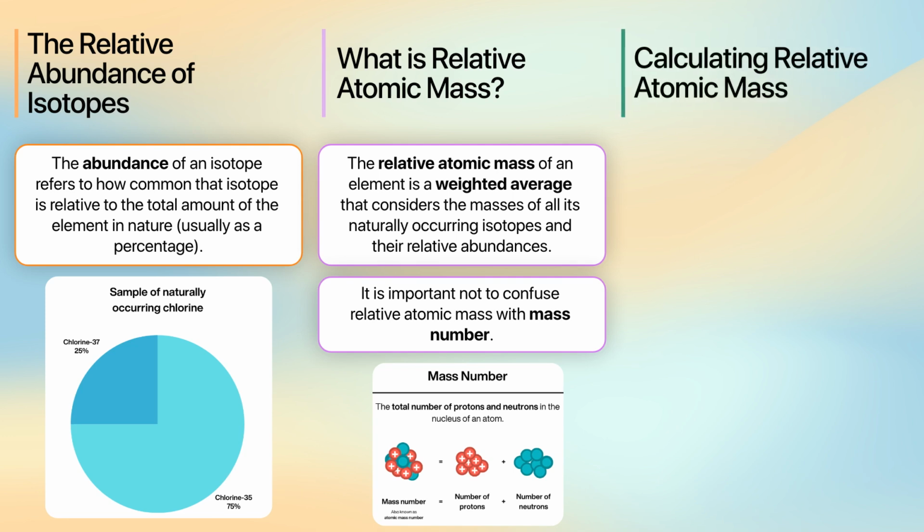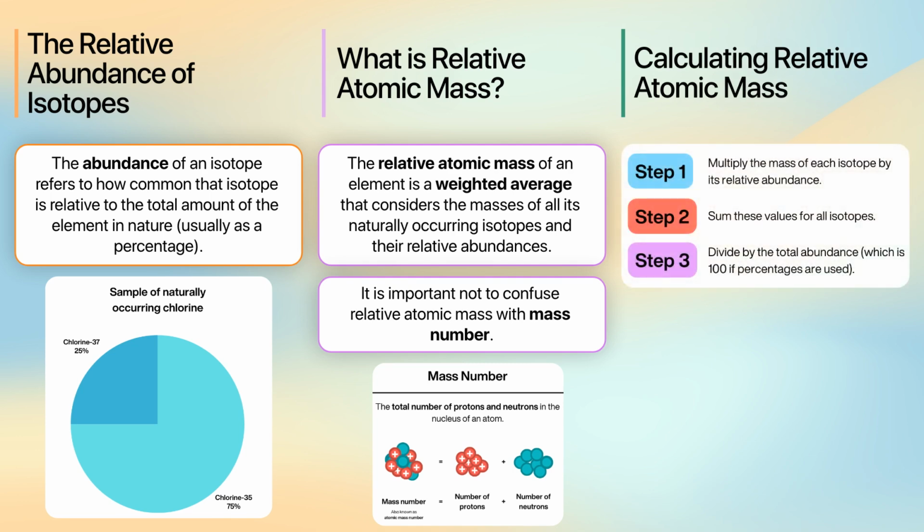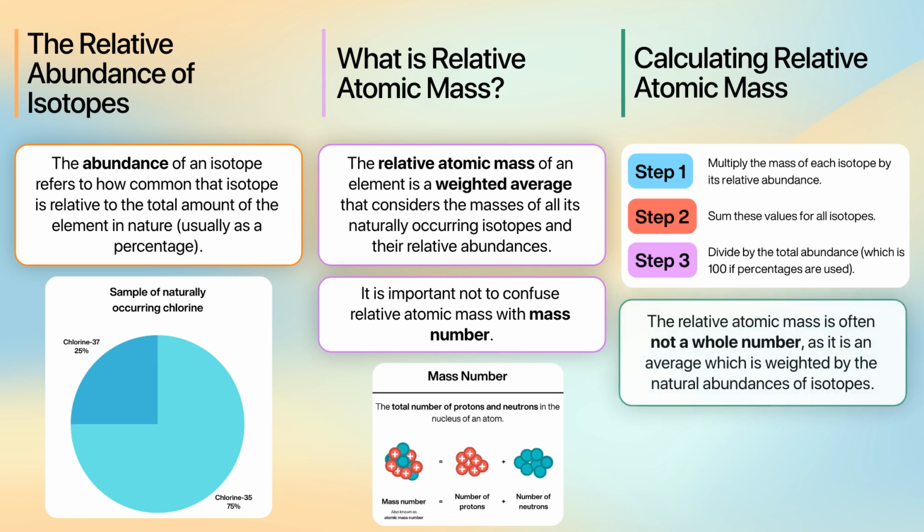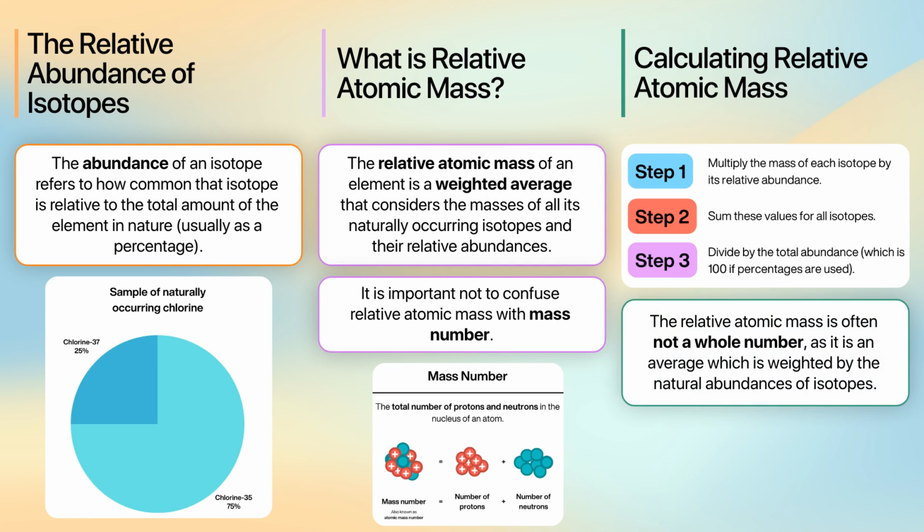In order to calculate the relative atomic mass, we multiply the mass of each isotope by its relative abundance. Then we add these values together for all isotopes. Finally, we divide this by the total abundance, which is usually 100 if percentages are used. This explains why the relative atomic mass observed in the periodic table is often not a whole number. It is an average of the masses of an element's isotopes, weighted by their natural abundances, which can include fractional contributions from each isotope. Overall, this lesson has provided a thorough understanding of isotopes, their role in defining the relative atomic mass for each element, and the arithmetic involved in these calculations.